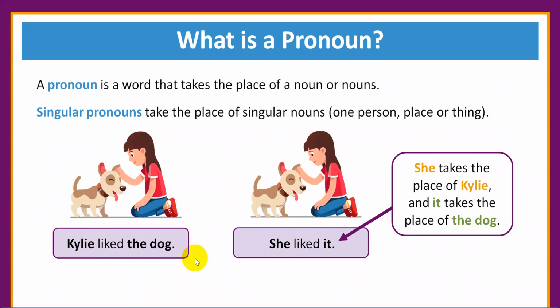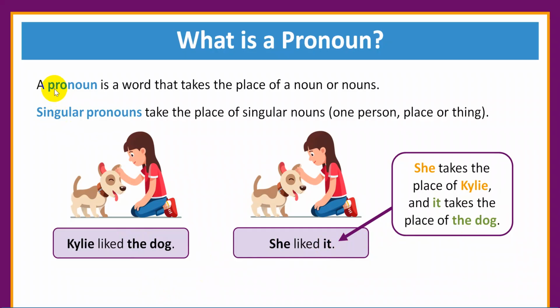Instead of Kaylee, we used she. So she here takes the place of Kaylee. And instead of the dog, we can use it. So it takes the place of the dog, because the dog is a non-human and it is used for non-humans.